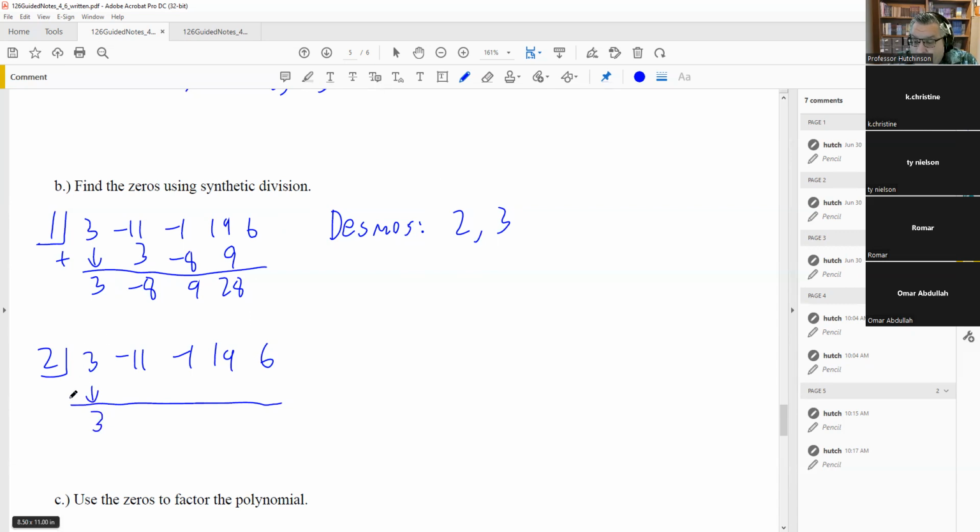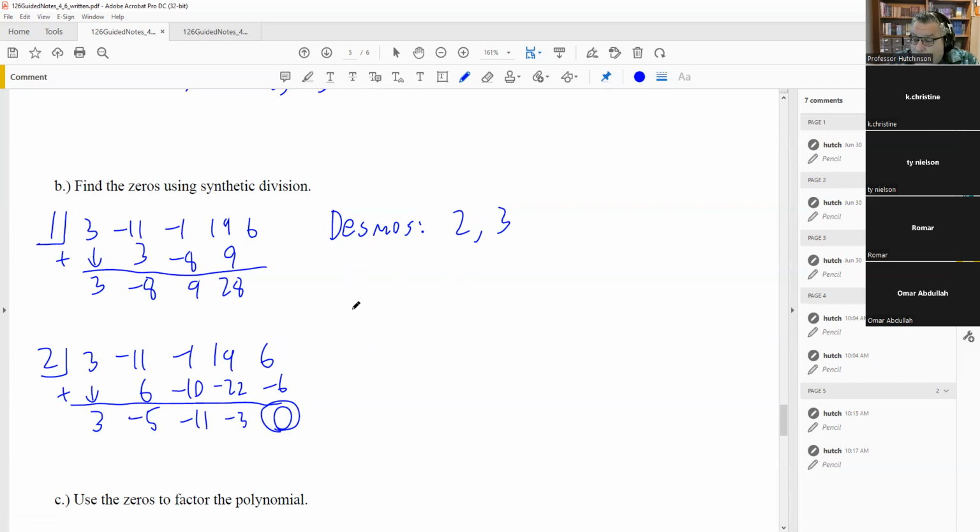So 3 comes down. 2 times 3 is 6. We're adding that together. -11 plus 6 is -5, times 2 is -10. Add it together, we get -11. -11 times 2 is -22. If we add that, we get -3 and -6. And as expected, we do get a remainder of 0. So I know for sure that 2 is going to be one of my answers.